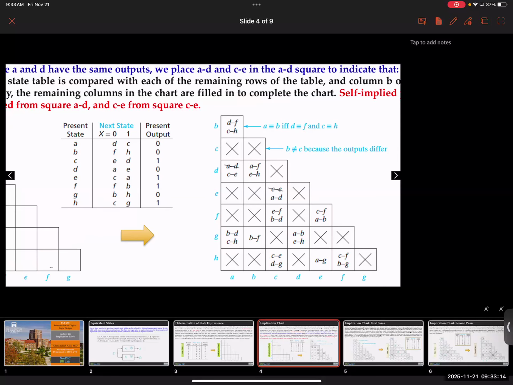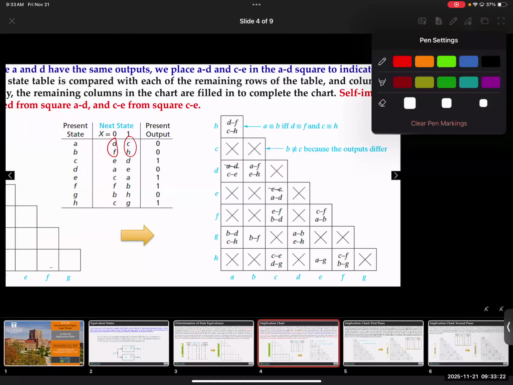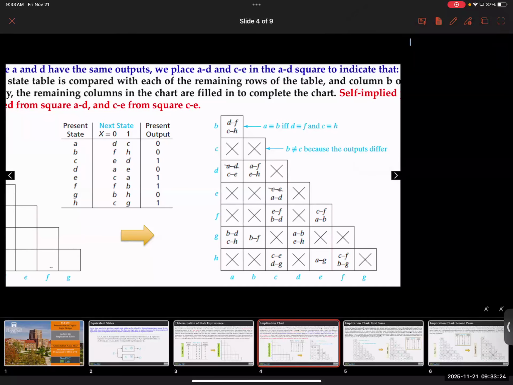Hey, when will two things be equal? When every component is the same, right? So these things will be equal when their components are the same. Okay. Let me show you one more example.